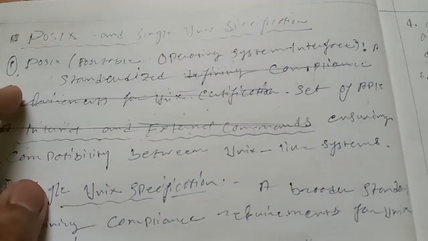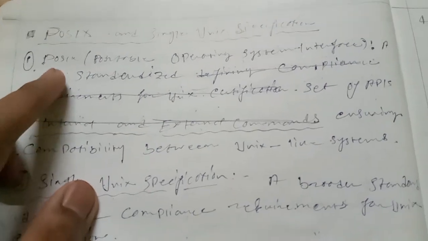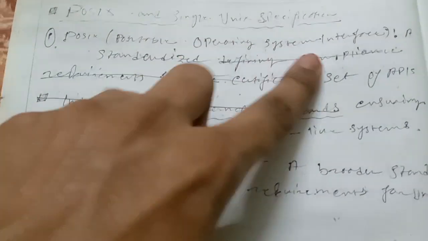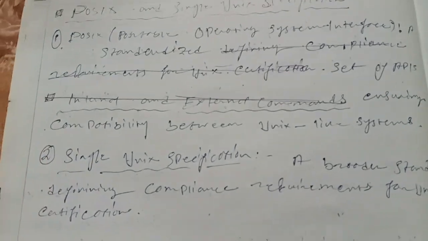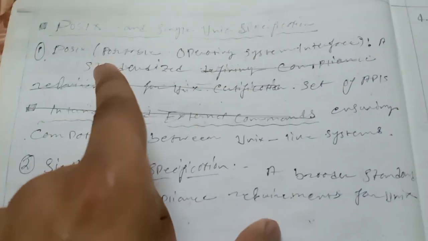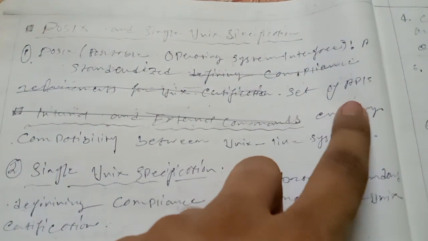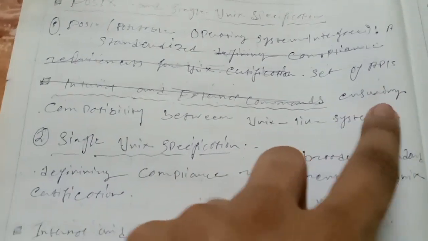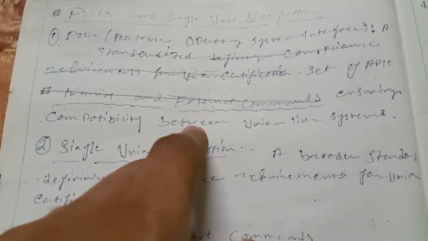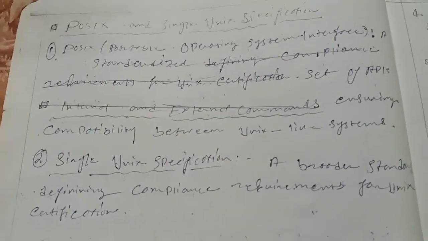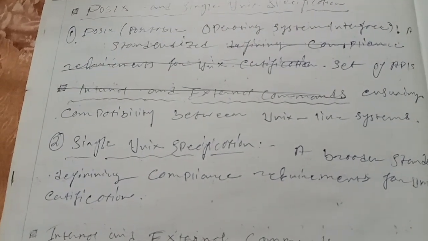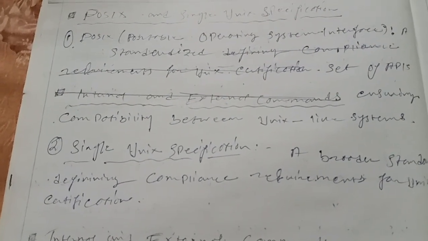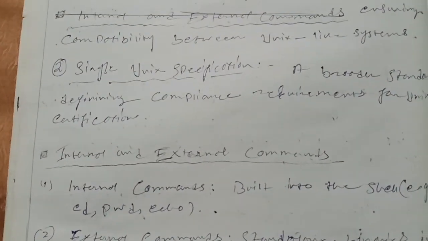Okay, so first let's see what is POSIX. POSIX stands for Portable Operating System Interface. POSIX is a standardized set of APIs ensuring compatibility between Unix-like systems. So POSIX is basically a set of APIs, and it ensures compatibility between Unix-like systems.